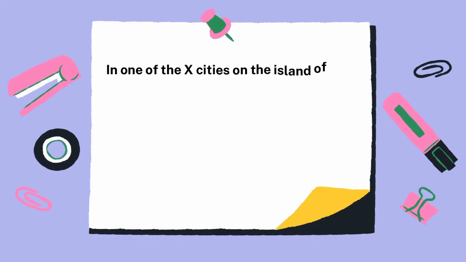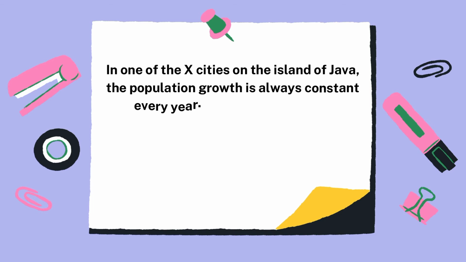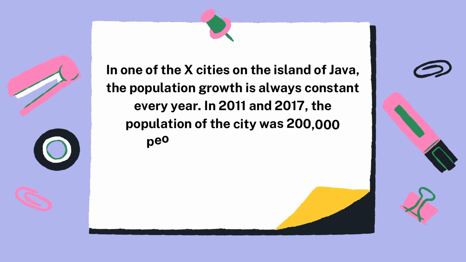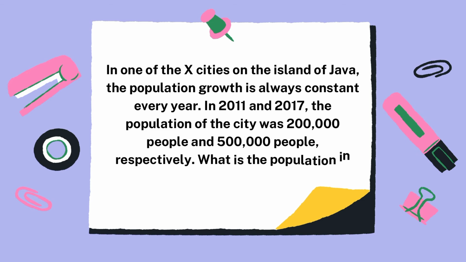Let's move on to the second question. In one of the cities on the island of Java, the population growth is always constant every year. In 2011 and 2017, the population of the city was 200,000 people and 500,000 people respectively. What is the population in the city in 2020?